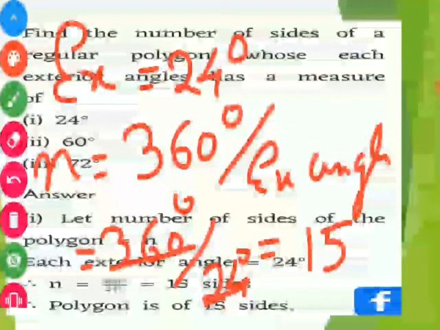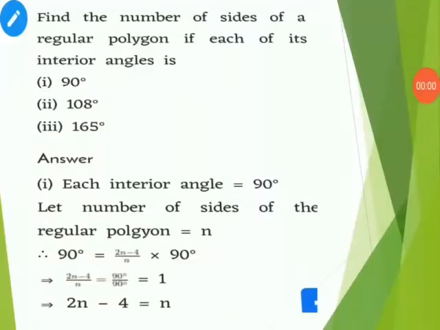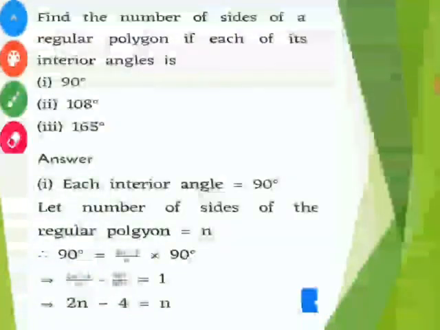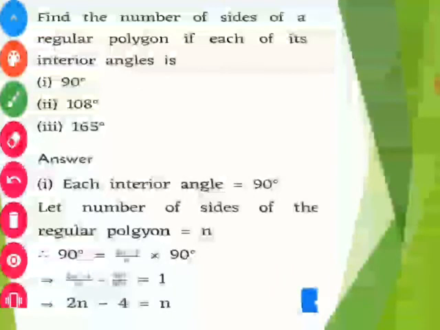Similarly, you can do the other parts also of this question. Now let's solve the next question. The next question is: find the number of sides of a regular polygon if each of its interior angle is given to you. So we will use the formula.